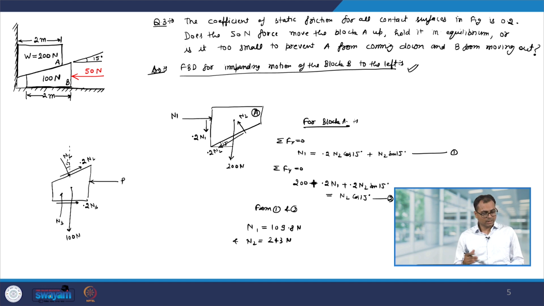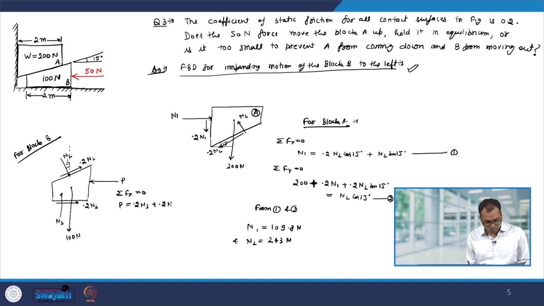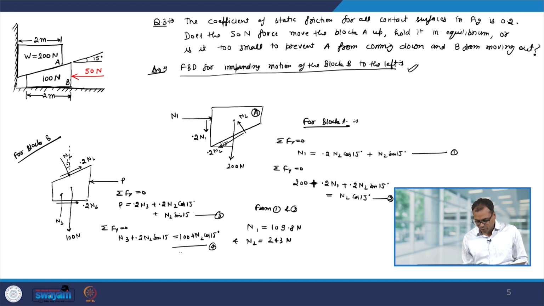Now, again let us balance the forces in the x and y direction. Summation Fx equal to 0, this is for block B. Summation Fx equal to 0 gives you P is equal to 0.2 N3 plus 0.2 N2 cos 15 degree plus N2 sin 15 degree. Let us call it equation number 3, and then we have summation Fy equal to 0, that gives you N3 plus 0.2 N2 sin 15 degree equal to 100 plus N2 cos 15 degree. Let us call it equation number 4. Again, now from equation number 3 and 4 you can find the value of P, and it comes out to be 174 Newton.